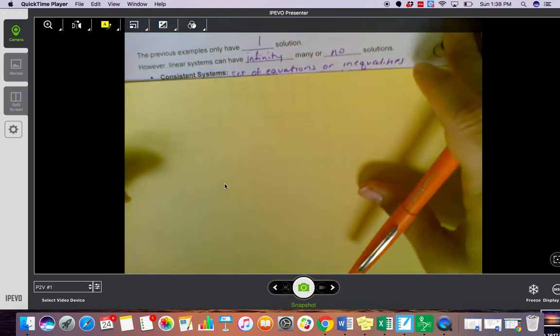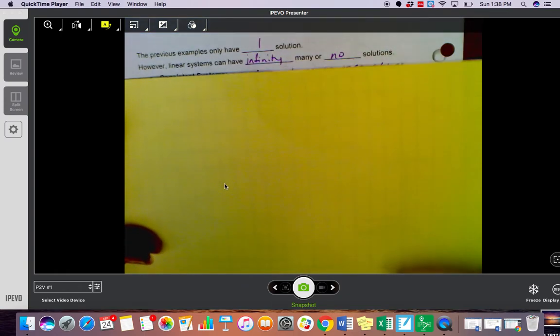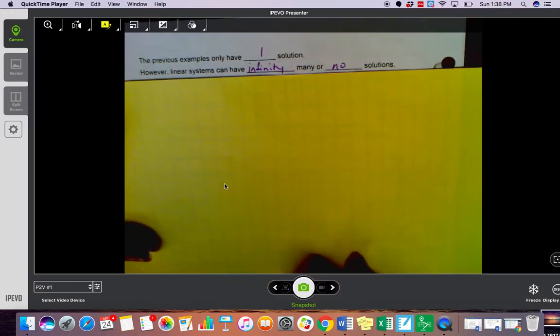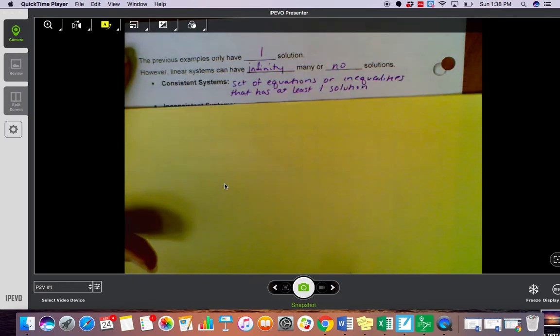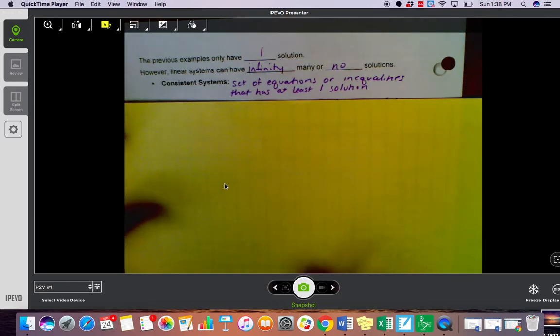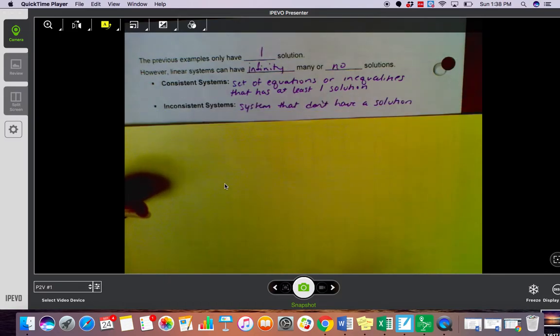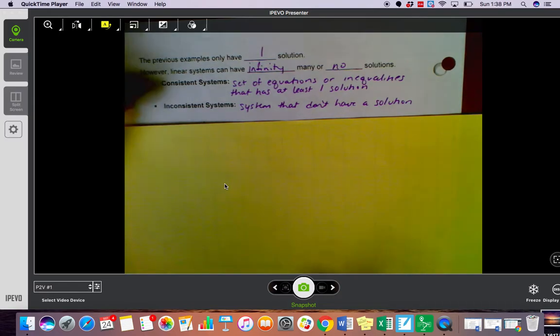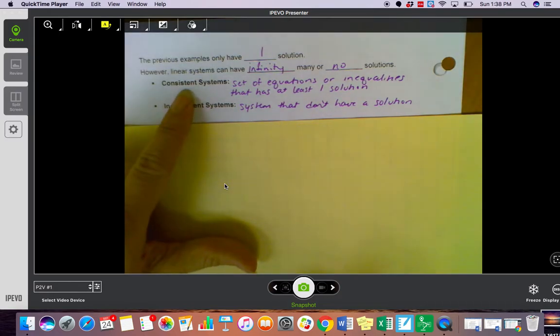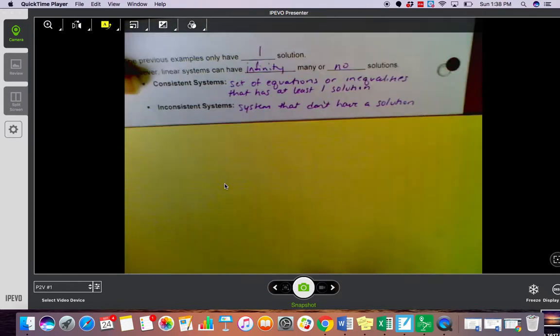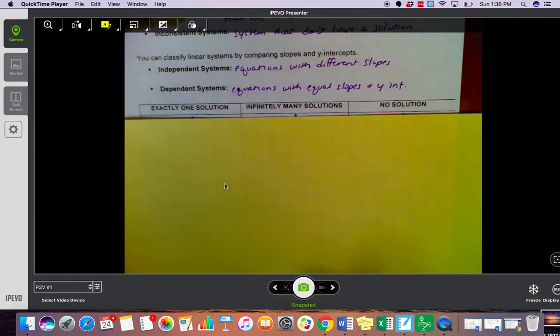However, here we go. Linear systems can have one, infinitely many, or no solutions. Consistent systems are a set of equations or inequalities that have at least one solution. Inconsistent, they don't have any solutions. So this can be one solution or many solutions. This is no solution. Let's go down and look at this.